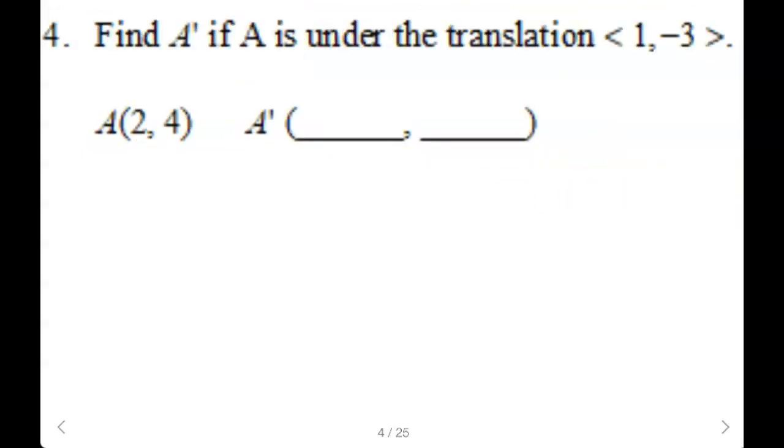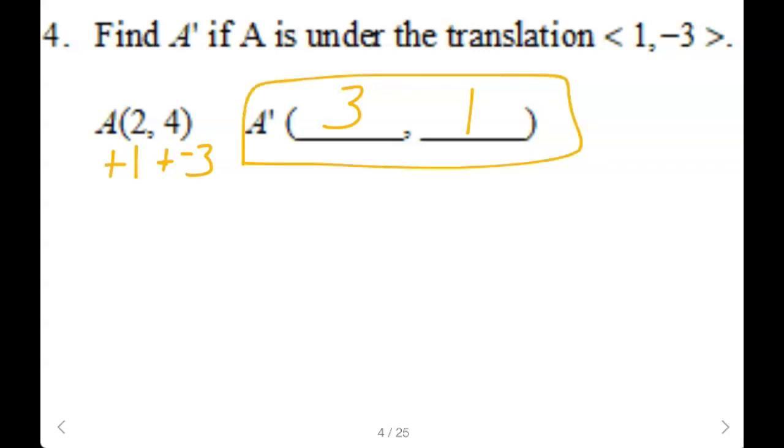All right, here we're doing a translation, 1 to the right and down 3. So add 1 to the x value, you get 3. Subtract 3 from the 4, and you get 1. Or add a -3 to the 4, you get 1. So the new point would be at 3, 1.